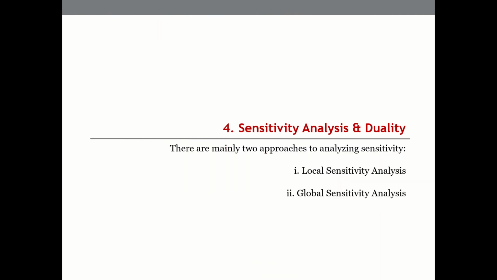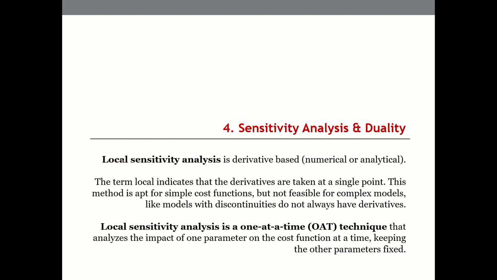Theoretically, there are two things that have an implication on the decision directly from the sensitivity analysis. One is called local sensitivity and the other is called global sensitivity. Local sensitivity is derivative based on numerical values. The term local indicates that derivatives are taken at a single point. This method is apt for a simple cost function but not feasible for a complex method, like models with discontinuity.